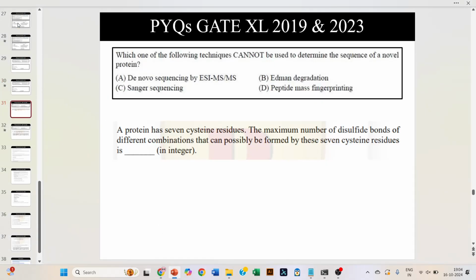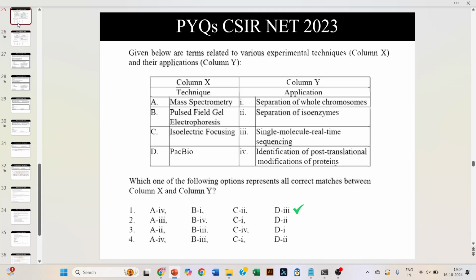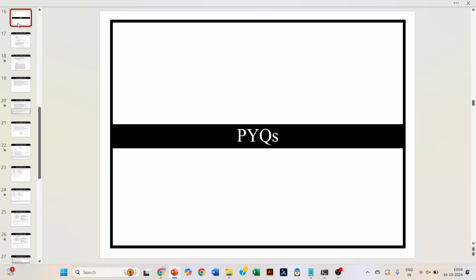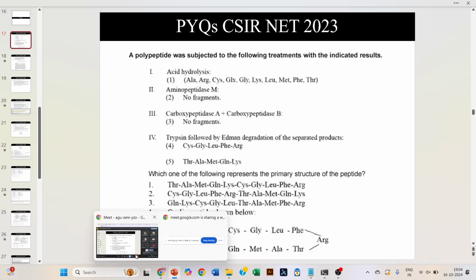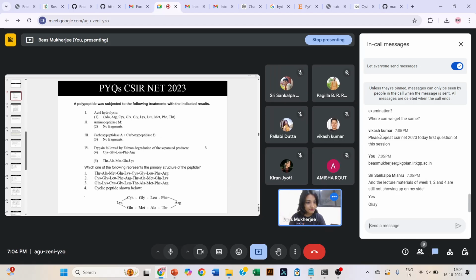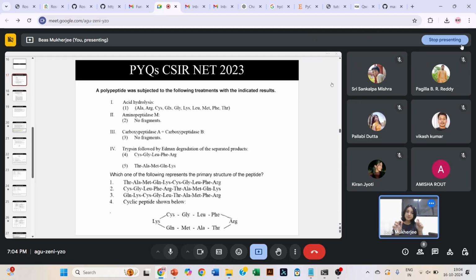Okay. We will go back to the first question of 2023 CSIR NET. Yes, this one. Tell me, what is your doubt? Okay, CSIR NET 2023, today first question of the session. The question gives you a list of different things that are done to a specific protein sequence. You don't know the sequence of the protein, but you know what all can be done.